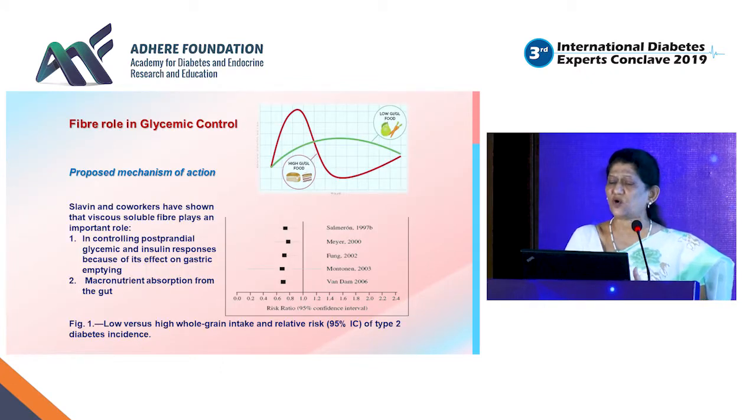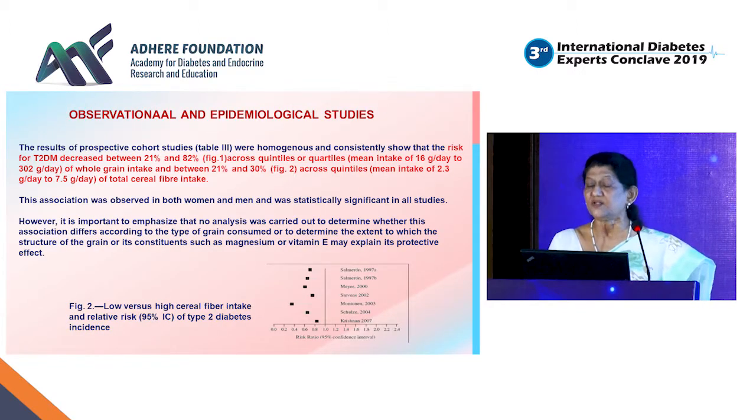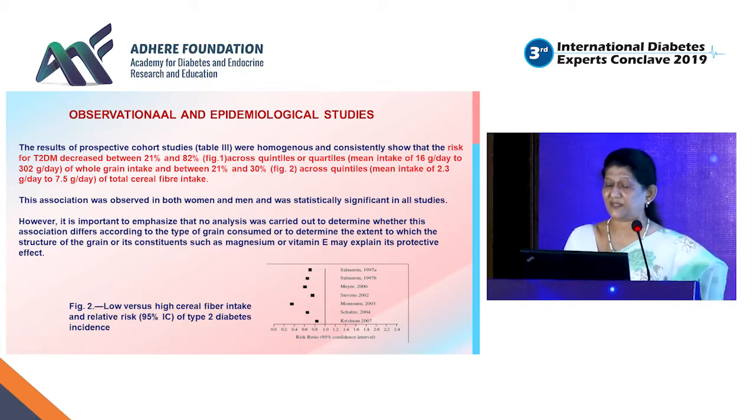When you see the fiber's role in glycemic control, Slavin et al. have shown the postprandial glycemic response, because of its effects on gastric emptying. You can see these 5 studies showing the low versus high intake, with 95% CI. So there is a glycemic response with fiber intake. Then we see the decrease in type 2 DM prevalence, 21% to 82%, with quantiles and quartiles of fiber intake. And whole grain intake also led to a 21 to 30% reduction across quintiles, again with 95% CI.